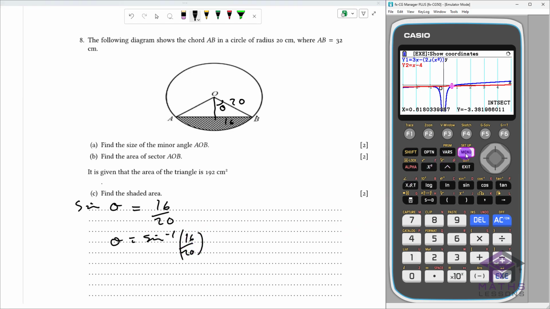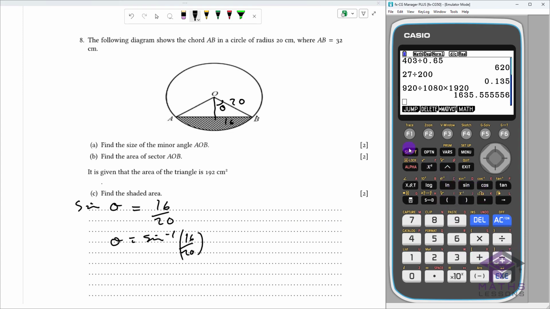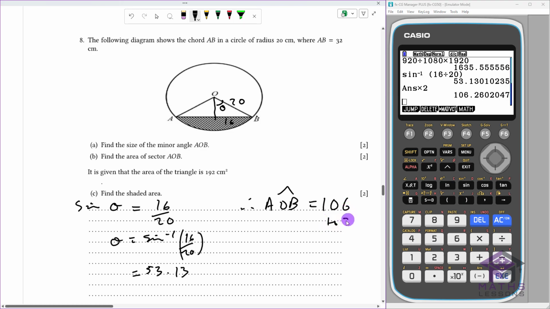So let's go menu 1, and let's just put that in: shift, inverse sine, 16 divided by 20, execute, and we get 53.13. So that's theta, and we want AOB. Therefore, AOB will equal that times 2, and we get 106 to 3SF. Now do remember, although we've rounded that to 3SF, for the rest of the question we're going to use this whole number.